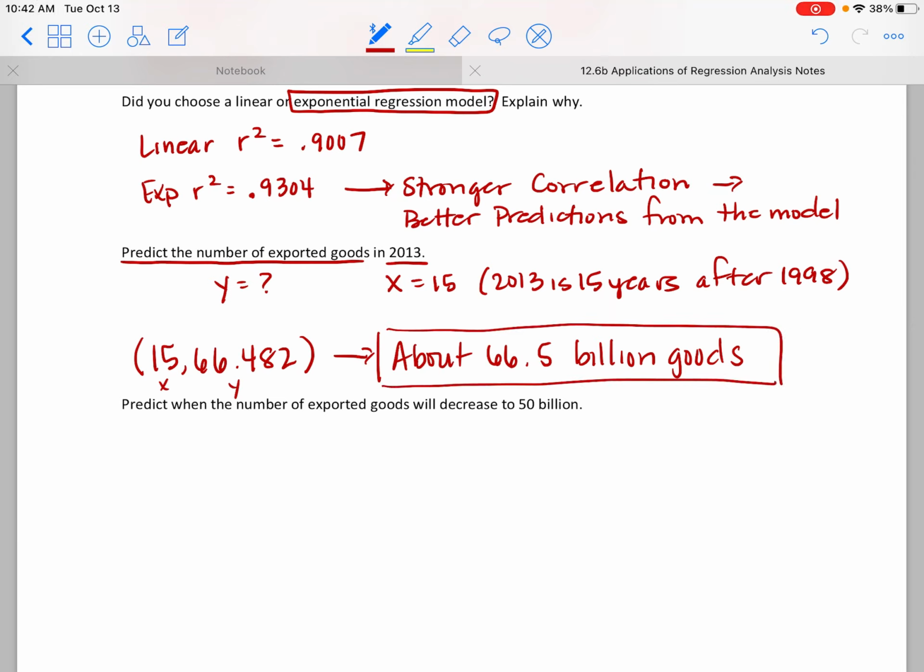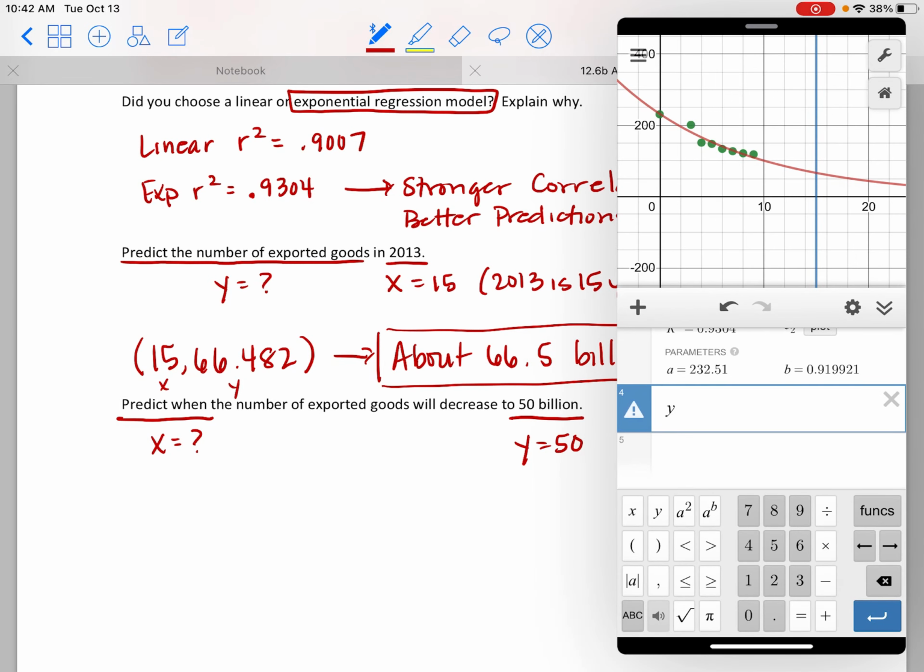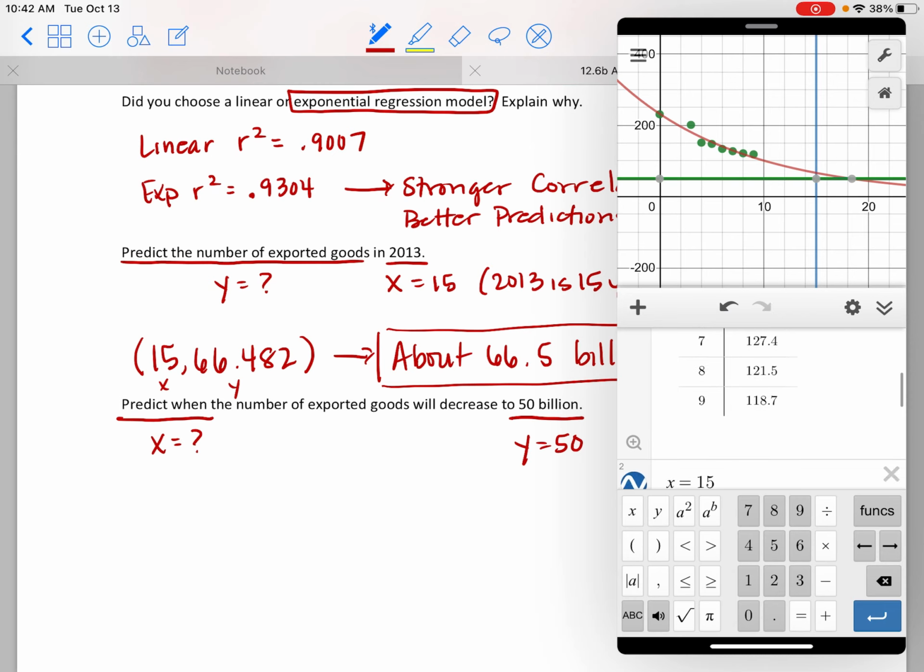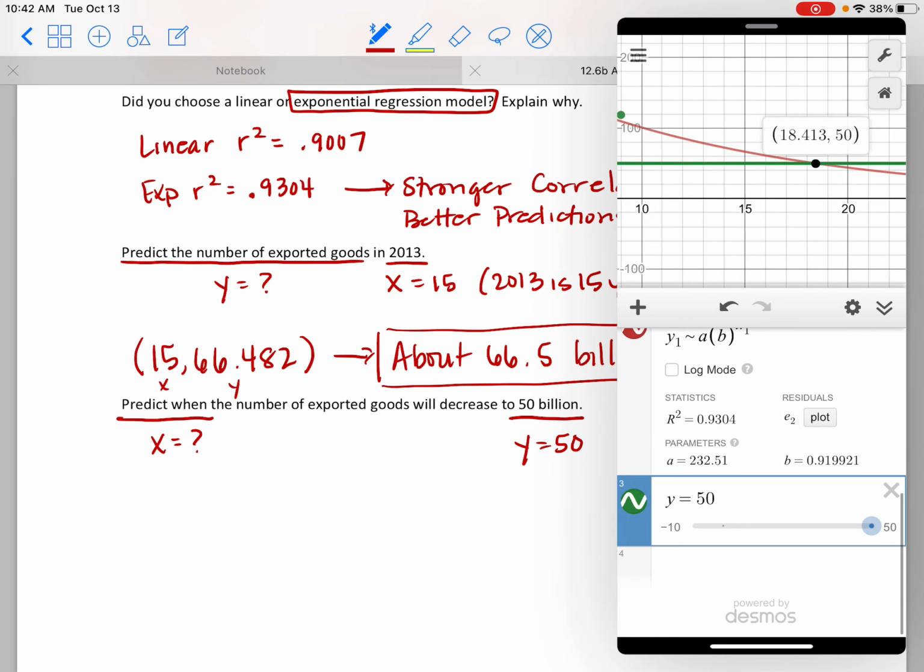Okay, and then last one, it says predict when. That means we're looking for the year this time. The number of exported goods will decrease to 50 billion. That means the y value, the billion goods exported there, is 50. So now we're going to go in to a separate line and type in what we know this time, which is y equals 50. And then we're going to look where... Oh, didn't get rid of that one. All right, look where that horizontal line crosses, intersects our regression model.